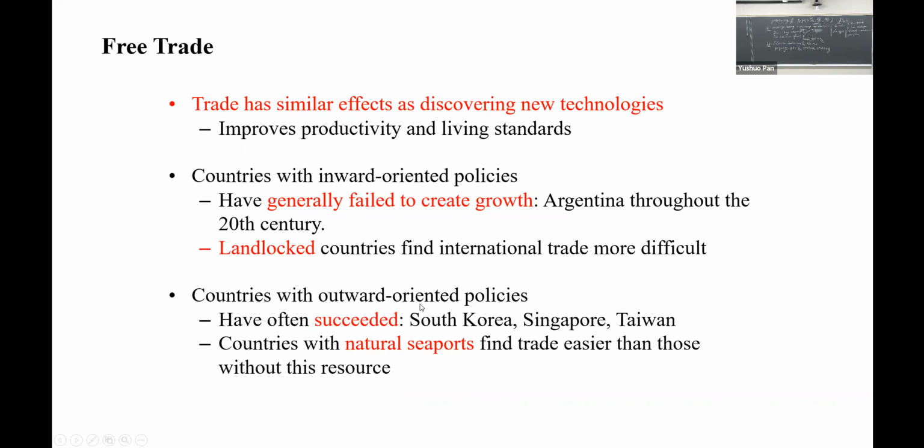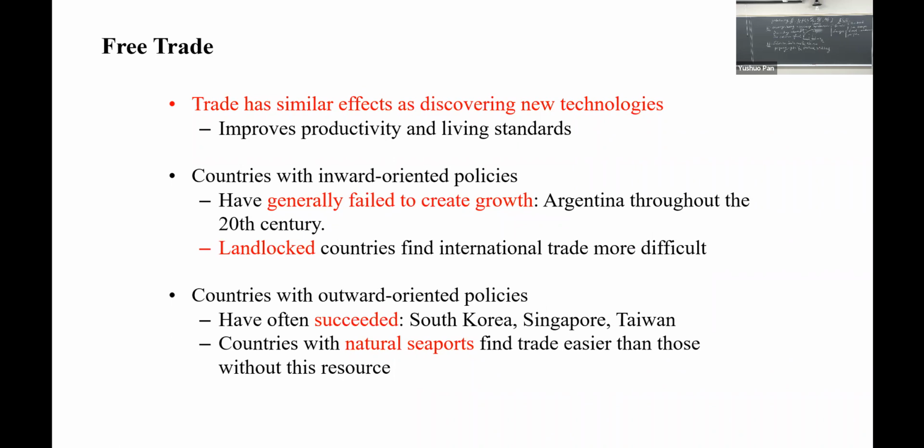Countries with outward-oriented policies have often succeeded, such as South Korea, Singapore, and Taiwan. These countries have outward-oriented policies. And countries with natural seaports find trade easier than those without this resource.